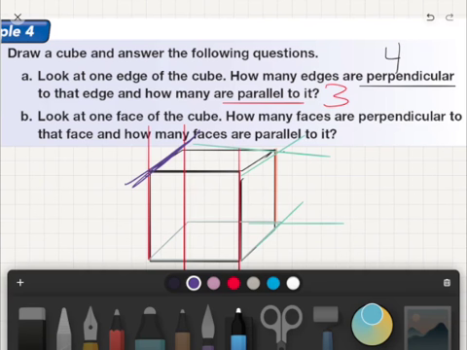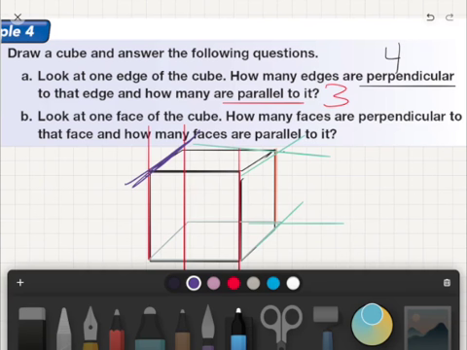And then how many would be parallel to it? Well, the only one that could be parallel to it is the one on this other side. So the answer to that would be 1. Okie dokie. And hopefully you were kind of figuring that out faster than me.